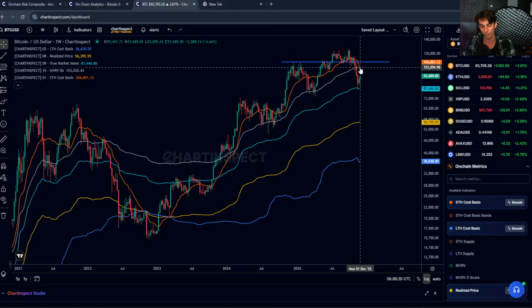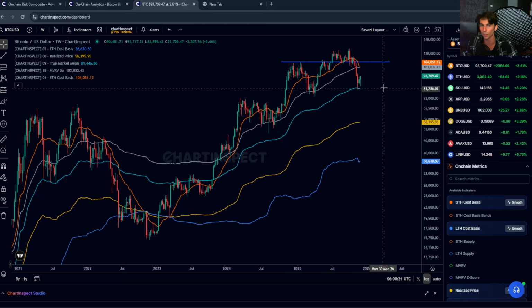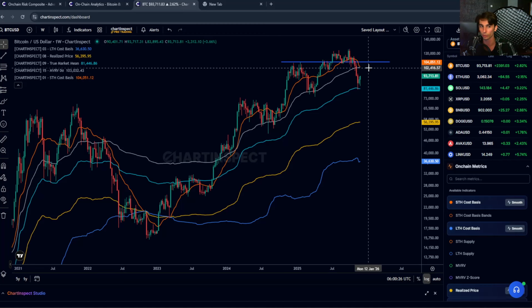So putting all these things together, the timing, the distribution that we're seeing from long-term holders, the momentum breakdown, breaking key support levels, right? They all suggest to me at least that we've been in a late cycle distribution phase, not the middle of a bull run, right?